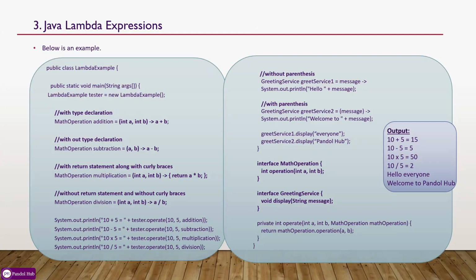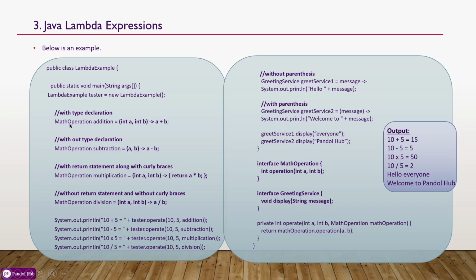So let's look at the below example for the lambda expression. Here we have a class called lambda example. We have a main method, and we're just going to create an object for this class. And here we have a functional interface called math operation, with an abstract method in it called operation, and another functional interface called greeting service, which has a display method which takes a string argument as a parameter.